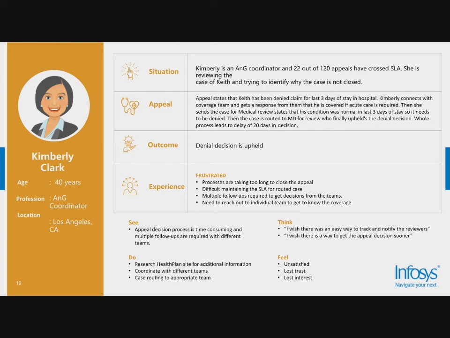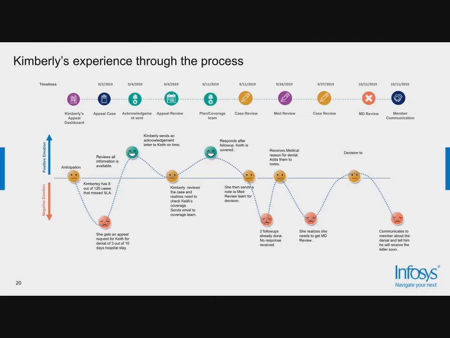So she is already under a lot of stress to make sure that she meets all the guidelines and the SLAs. She is reviewing the case of Keith and is trying to identify why the case is not closed. So Kimberly looks at the process, she's looking for information and she wants to get a holistic view of what has happened in the past. If it is a retrial or a reappeal, where can I get all of this information?